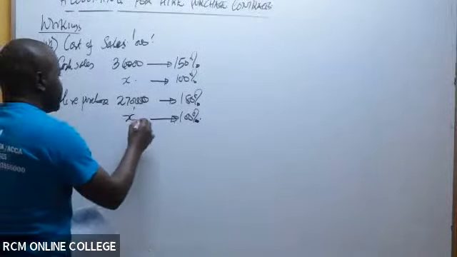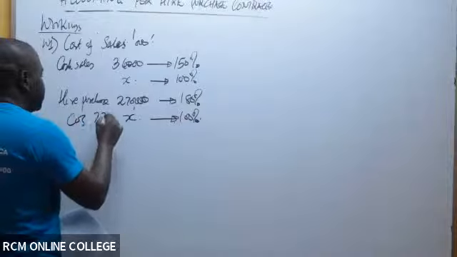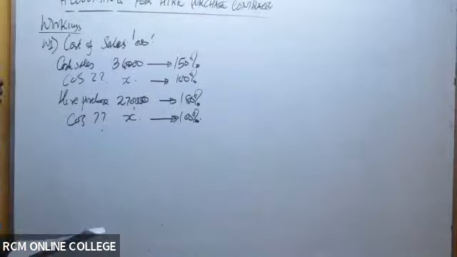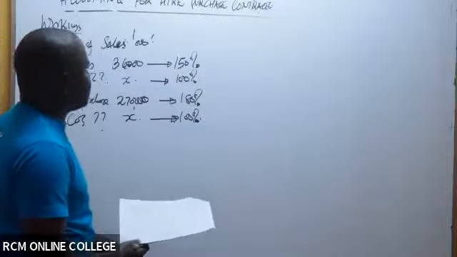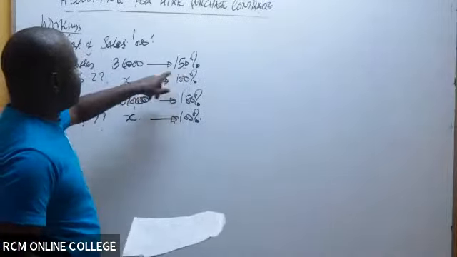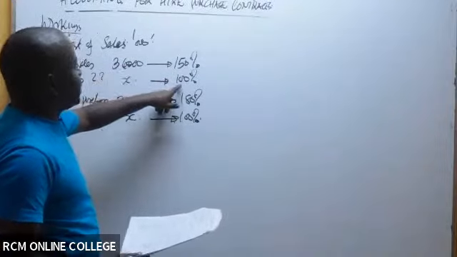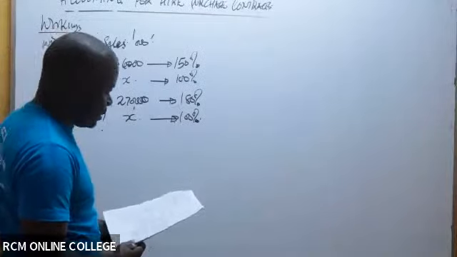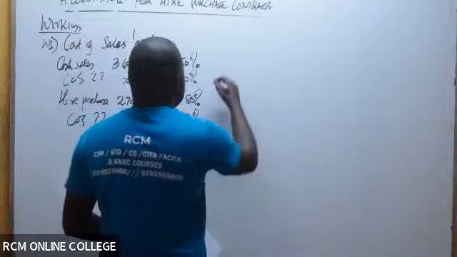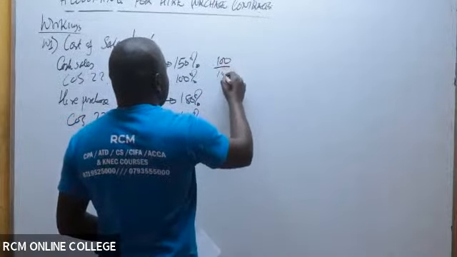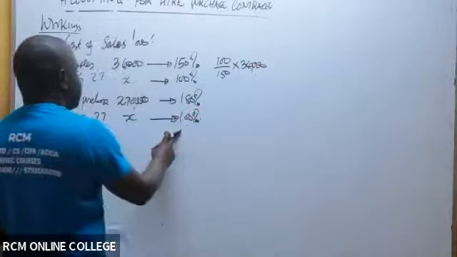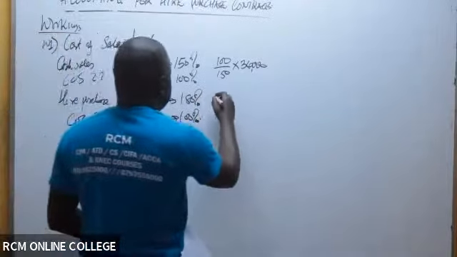And therefore, in this case, we need to determine what could be the cost of sales for the two of them. So of course now, according to your mathematics, what do you normally say? If 150% is equal to this amount, what about 100%? You do what we call cross multiplication. So you take 100 over 150, you multiply by 36,000. The same case here. I think you know the mathematics here.